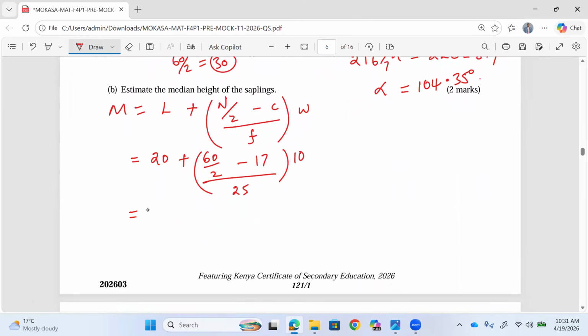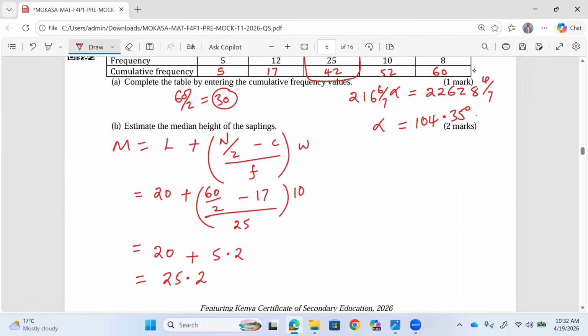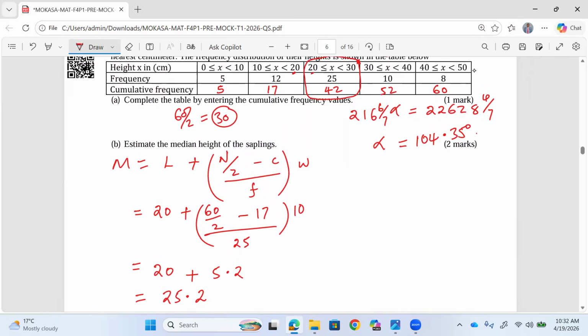So now at this point, we shall talk of 20 plus. This is 30 minus 17, we get 13. 13 times 10 over 25, we get 5.2. When we add 20 to this, we get 25.2. So that is now the median for this particular data.